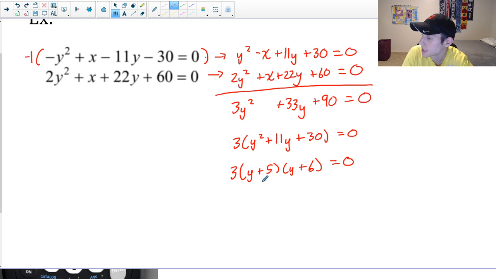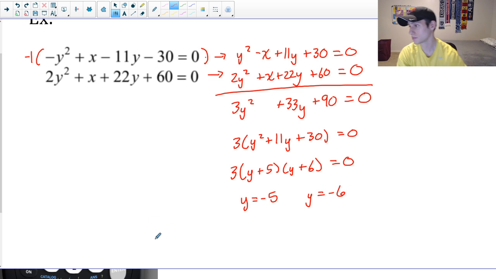y plus 5, set it equal to 0. y plus 6, set it equal to 0. So we would get y equals negative 5 and y equals negative 6. Just because there's the 3 out here does not mean we have y equals 3. Right? That's just a coefficient. We can't do anything with it. We're setting each of these factors equal to 0. So if we set 3 equal to 0, that doesn't make any sense. So we don't do anything with that. Just the y plus 5 and y plus 6 give us y equals negative 5, y equals negative 6.